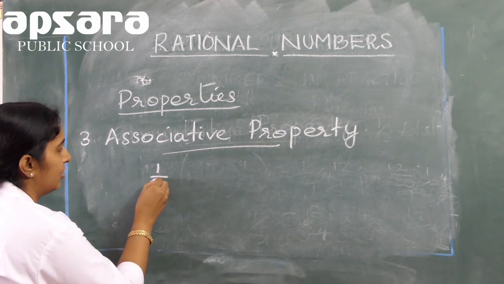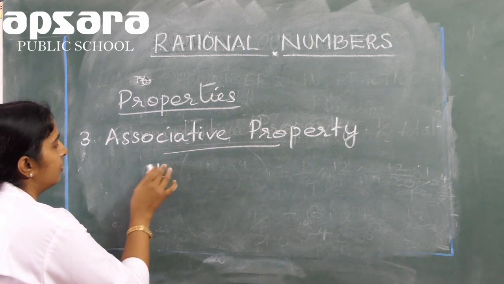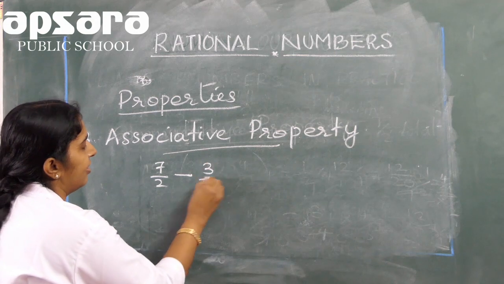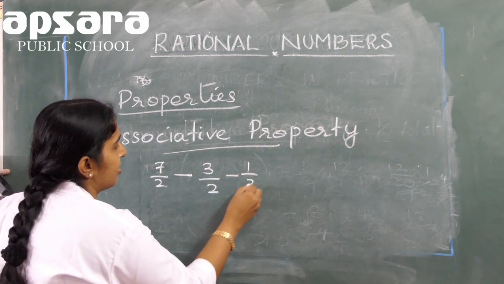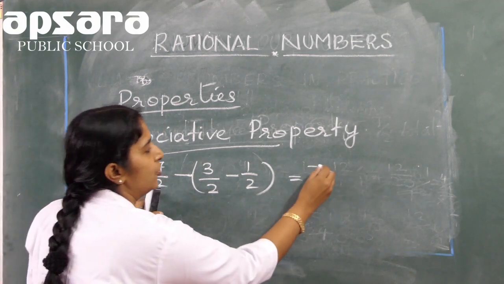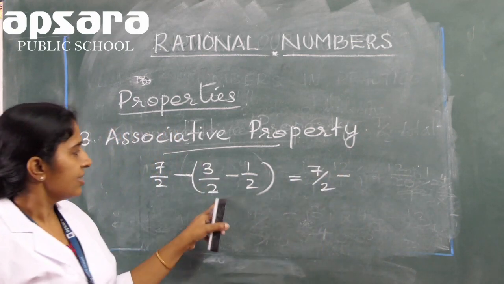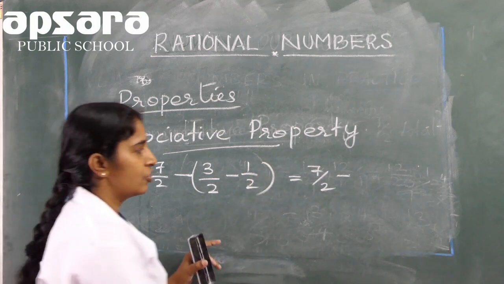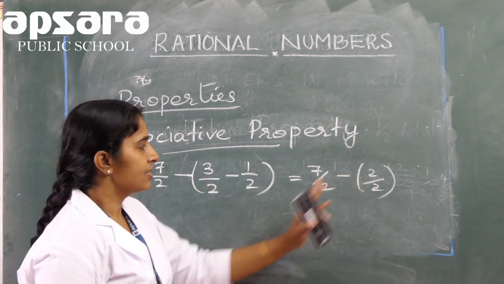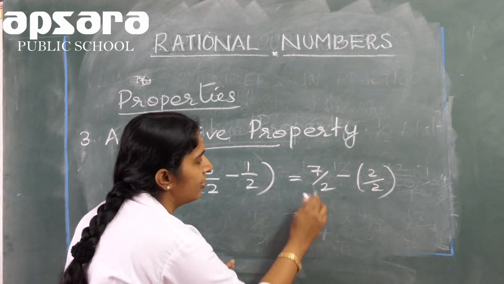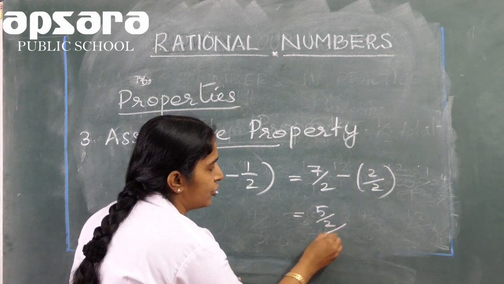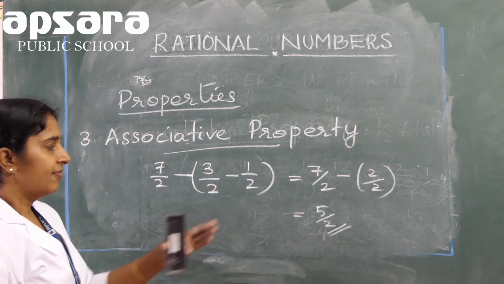Subtraction also we will do with an example. 7 by 2 minus 3 by 2 minus 1 by 2. 7 by 2 minus, what is 3 by 2 minus 1 by 2? It's 2 by 2, right? 2 by 2 can be written as 1 also, but still we will continue with 2 by 2 itself. So 7 by 2 minus 2 by 2 is 5 by 2. Here you are getting the answer as 5 by 2.